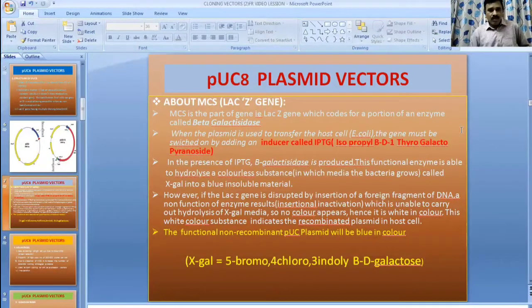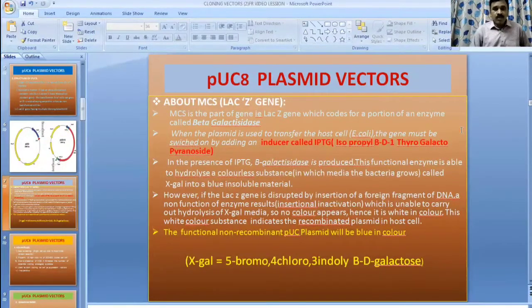So because of that, what will happen? The media remains colorless, or remains white in color. This indicates that the recombinant DNA has been produced in that particular media. Understand? So this is called blue-white screening of that particular vector, to screen whether the recombinant DNA is produced or not.